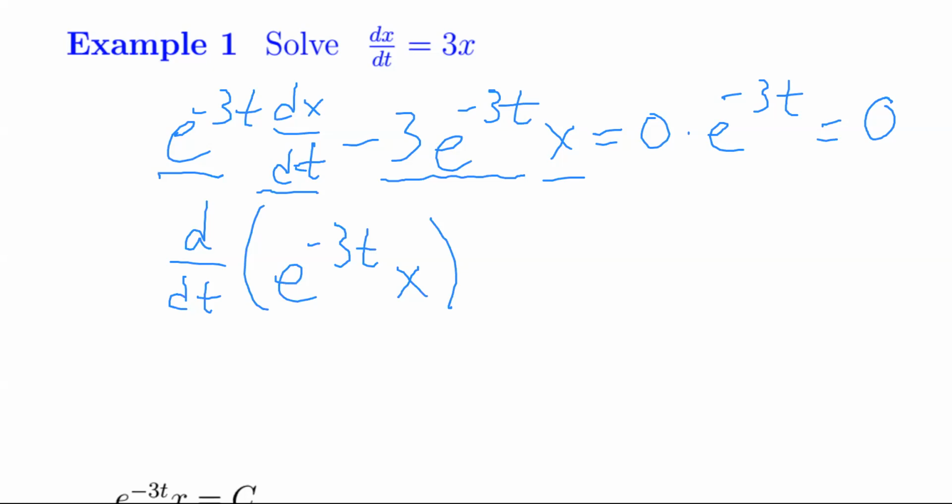So we get this. Well, now that we have that, we integrate both sides. We integrate the left side. Well, that's just always going to be the product that's on the inside here.